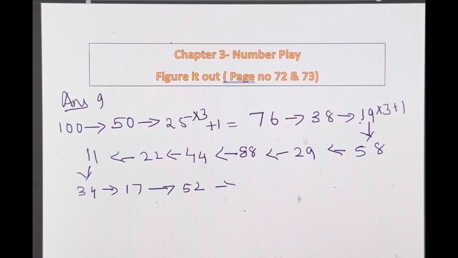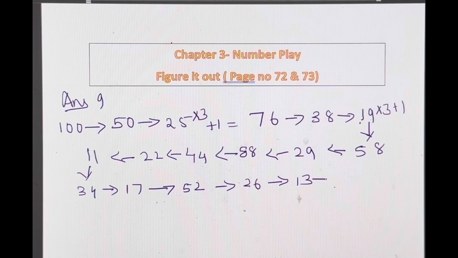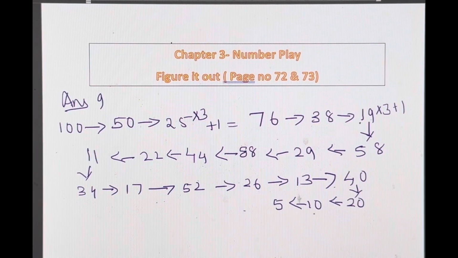52, half of 52 is 26. Half of 26 is 13. 13 is again an odd number. So you multiply it by 3 plus 1. 13 threes are 39 plus 1 is 40. Half of 40 is 20. Half of 20 is 10. Half of 10 is 5. Okay. Now 5 is odd, so triple it. So 5 threes are 15 plus 1 gives you 16. Half of 16 is 8. Half of 8 is 4. Half of 4 is 2. And half of 2 is 1.